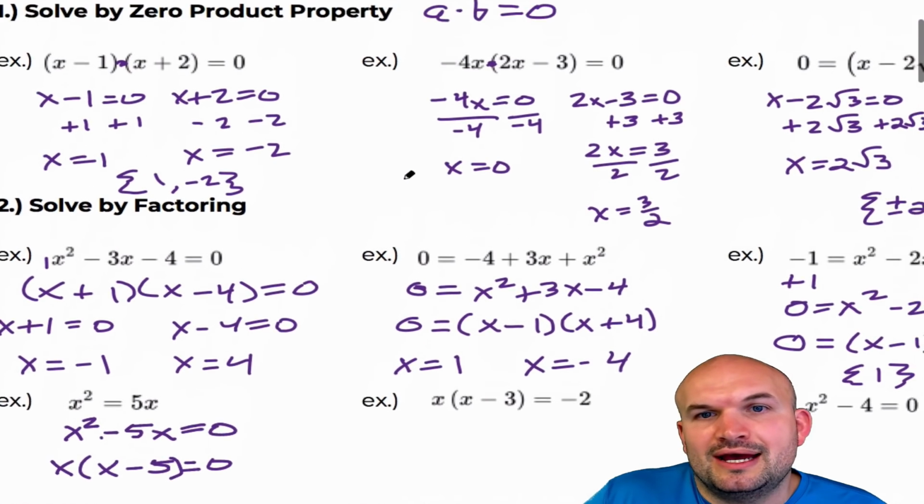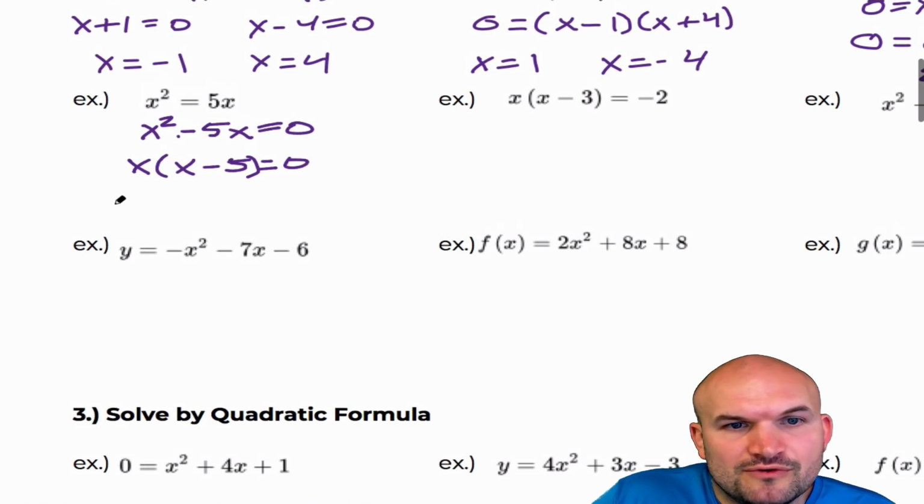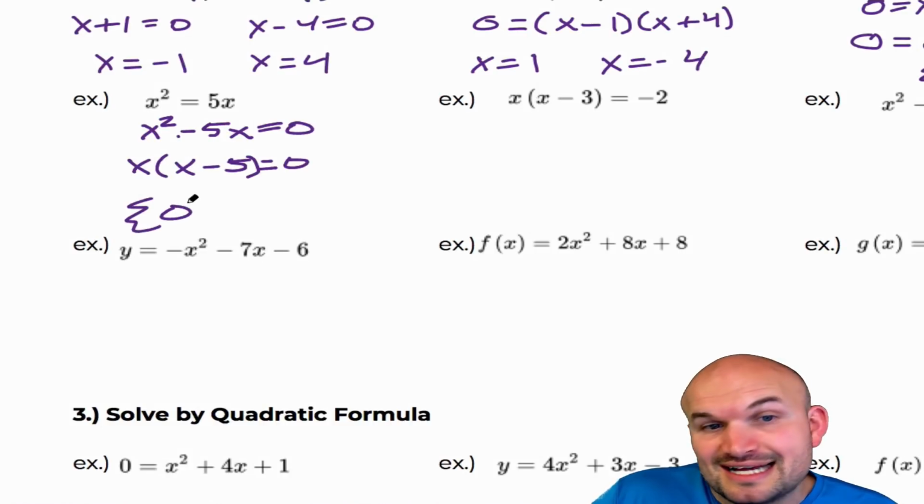And now you can see again we can apply this zero product property. It's kind of like the problem up there. So now we just set them both equal to 0. So therefore, let's just write the solution set. x is equal to 0, as well as x equals 5.